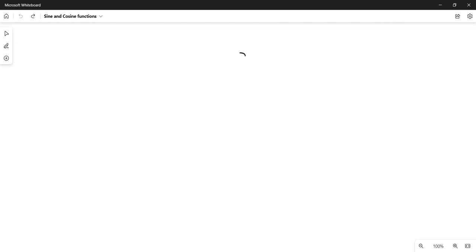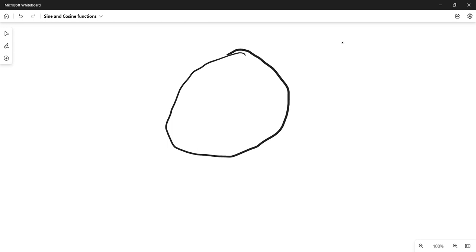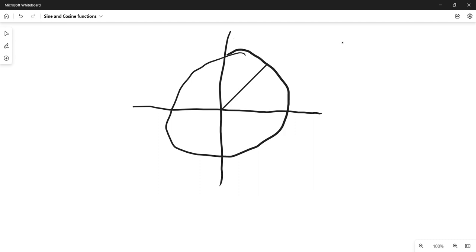Okay, first, we need to draw a circle. I'm bad at drawing circles, but hopefully you can tell that this is still a circle. And then we can pick any angle inside of here. This point right here we can call P. So basically the sine function is how far away P is to this line right here.